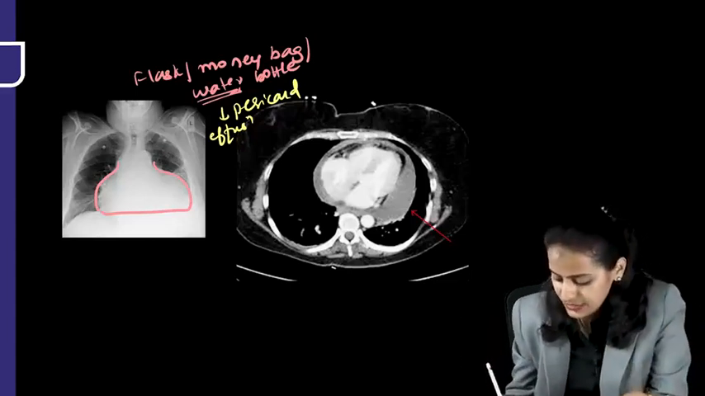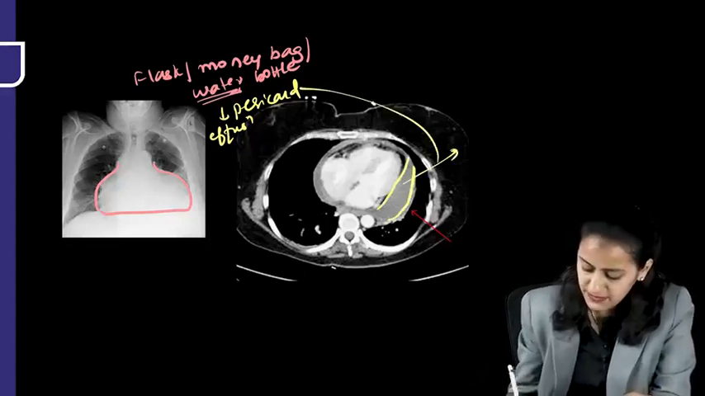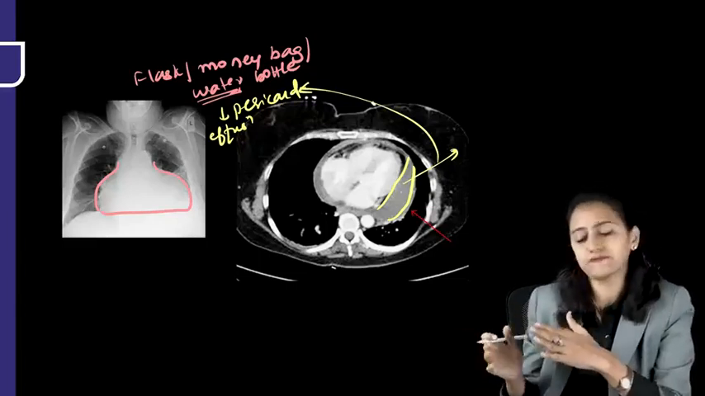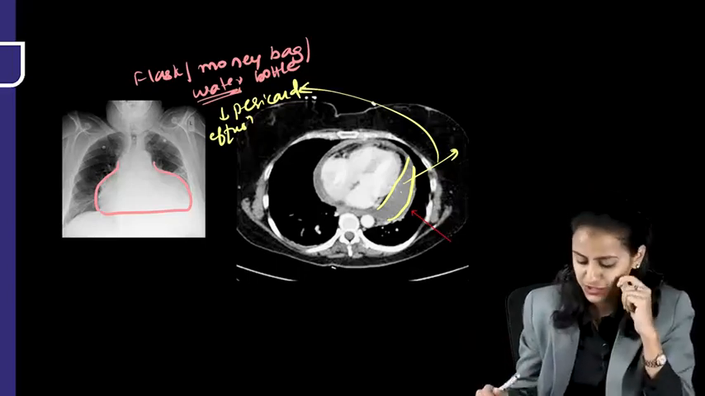And what is the CT scan showing? Surrounding the heart, this gray color, the density of the water, this is the pericardial effusion. It is separate from the heart. It is in between the two pericardial layers, that is pericardial effusion.